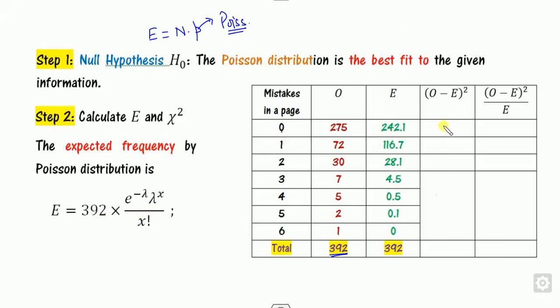Now you can't find (O minus E) whole square yet, because always look at the value of E. Nobody cares about the O. Look at the value of E. We need all the values to be greater than 5. Is it true? No. Look at that, these 4 values are not greater than 5.